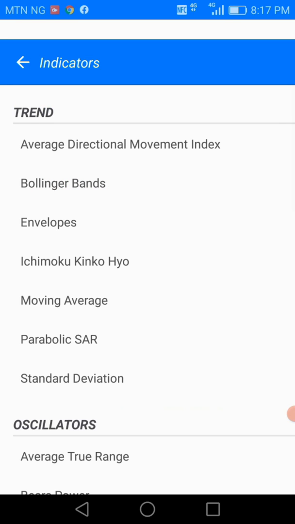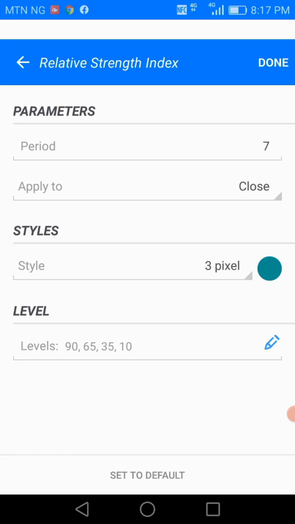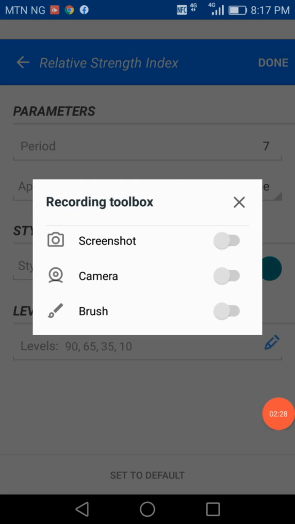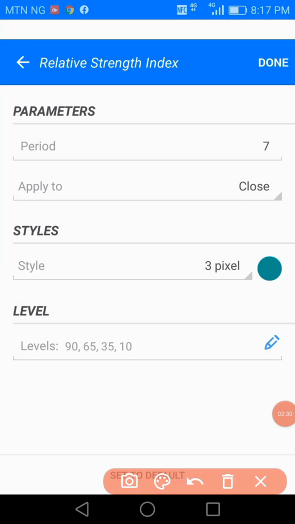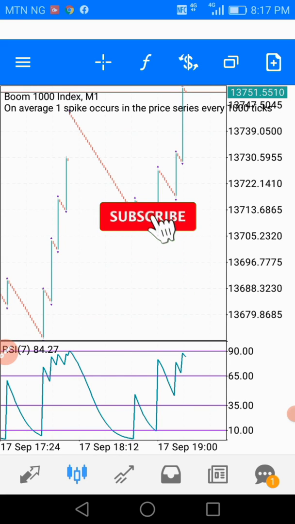Now, what do we have here? Relative strength index. The period is 7. You apply it to close. The style is 3 pixels and the color is this blue, but you can use any color of your choice. Please, the levels do not matter. Don't mind this level here. I don't want you to mind this. The level does not really matter. We are not using the levels. Now you click done. Then we'll get back to the chart.